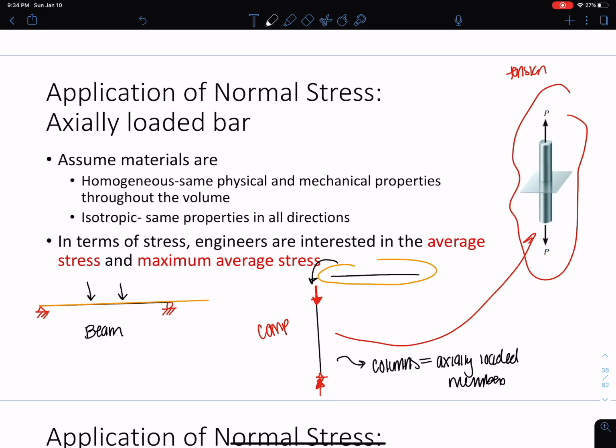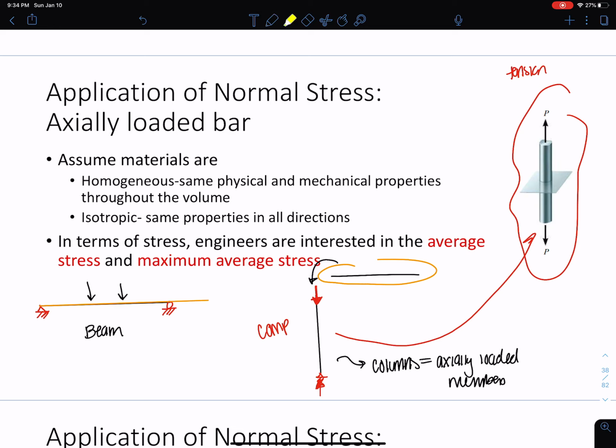A couple of assumptions we're going to make before we jump into solving axially loaded member problems is we're going to assume we have homogeneous material, which means it's the same physical and mechanical properties throughout the entire volume, and that it's isotropic, which means we have the same properties in all directions. Okay? And in terms of stress, in engineering, we're interested in average stress and maximum average stress.